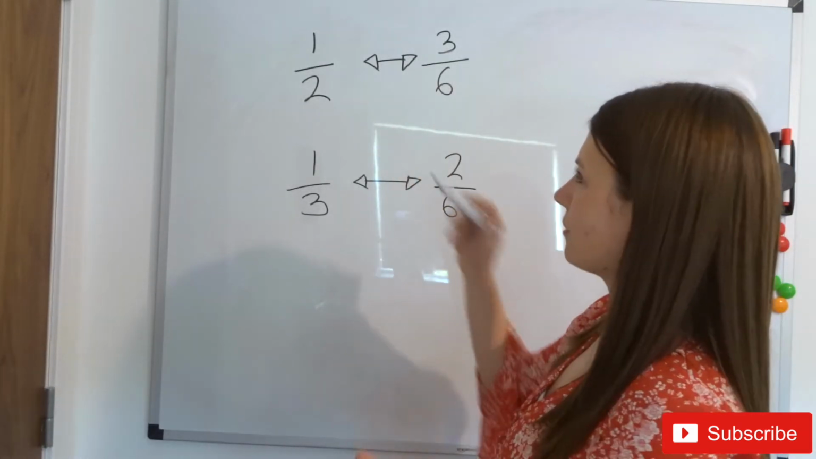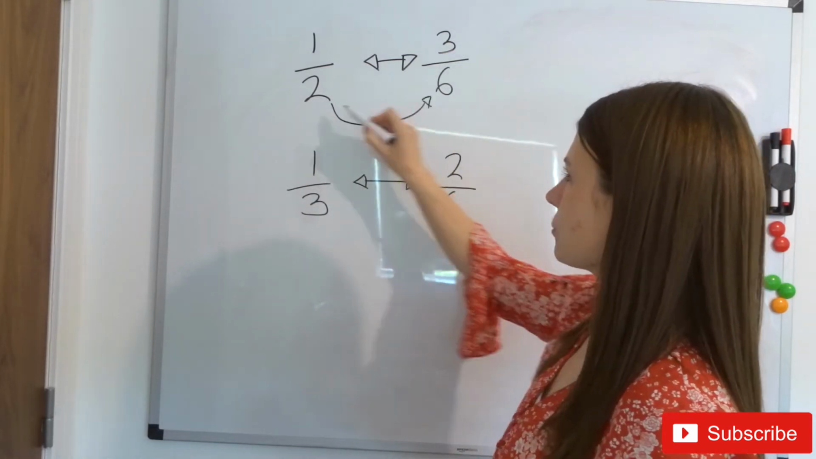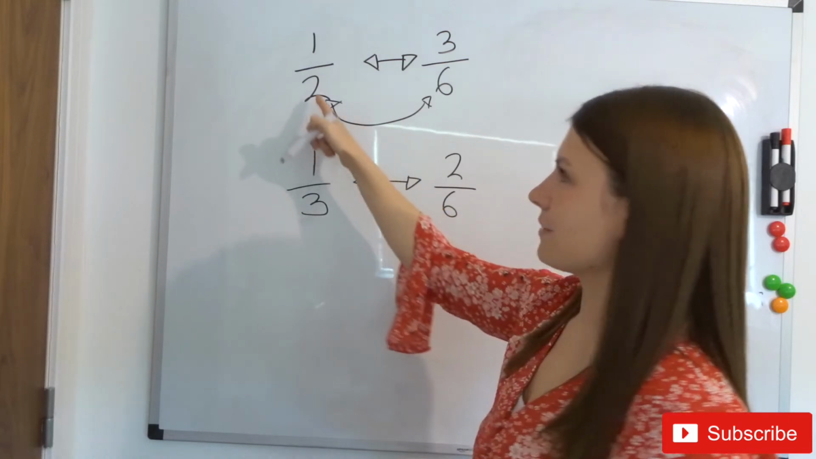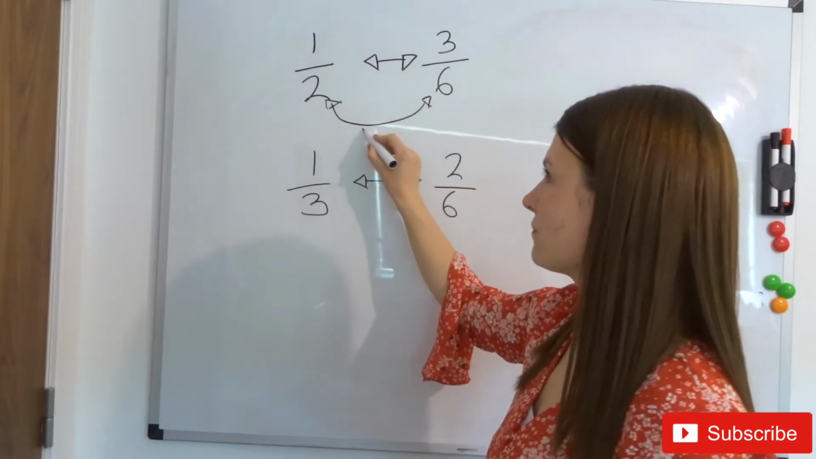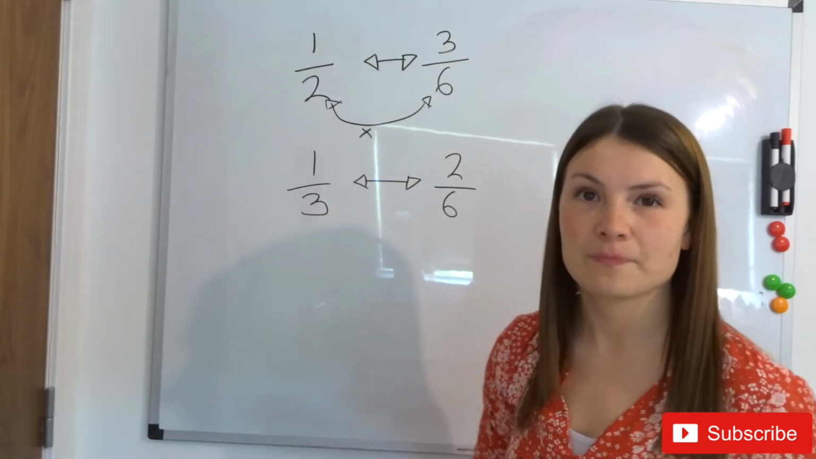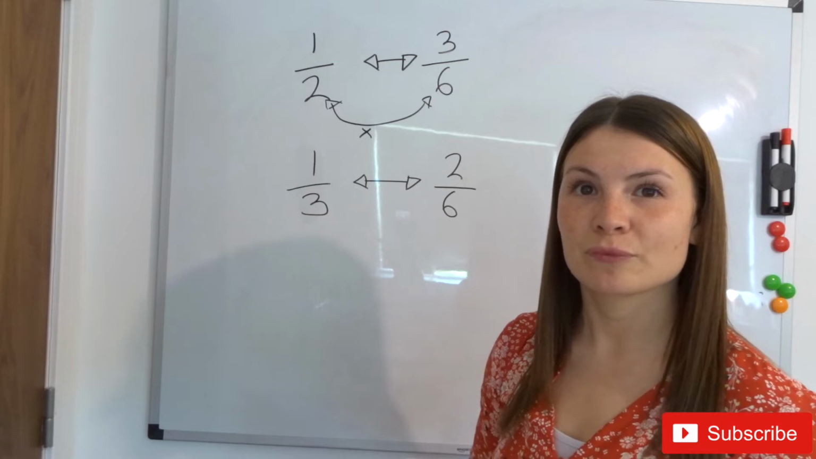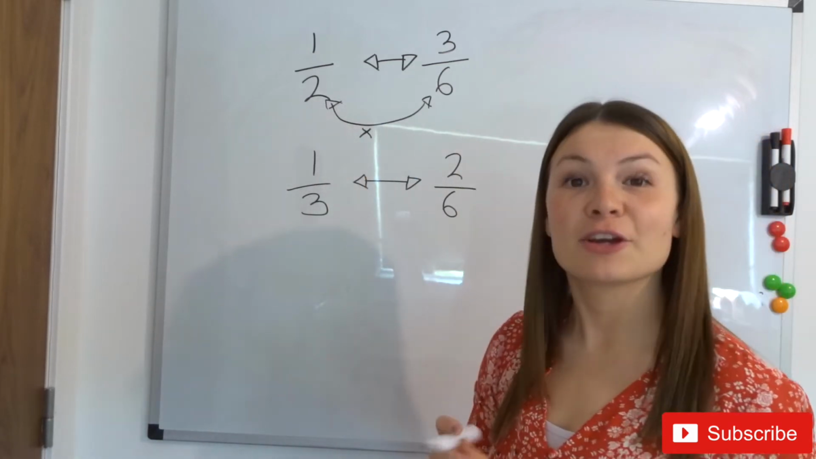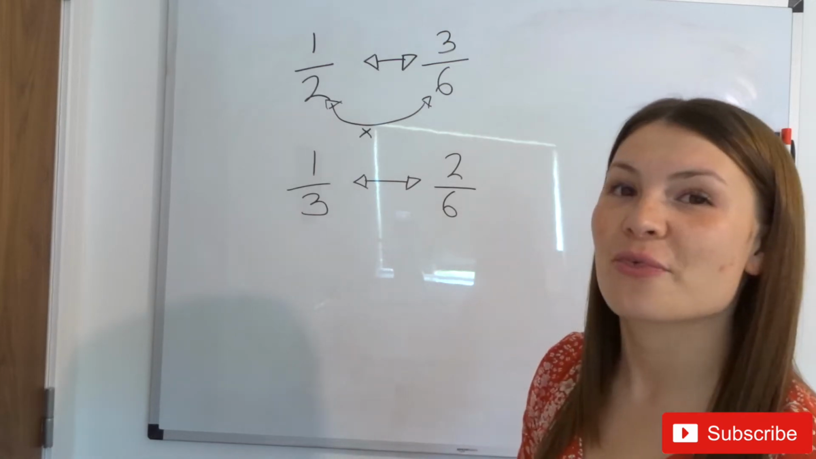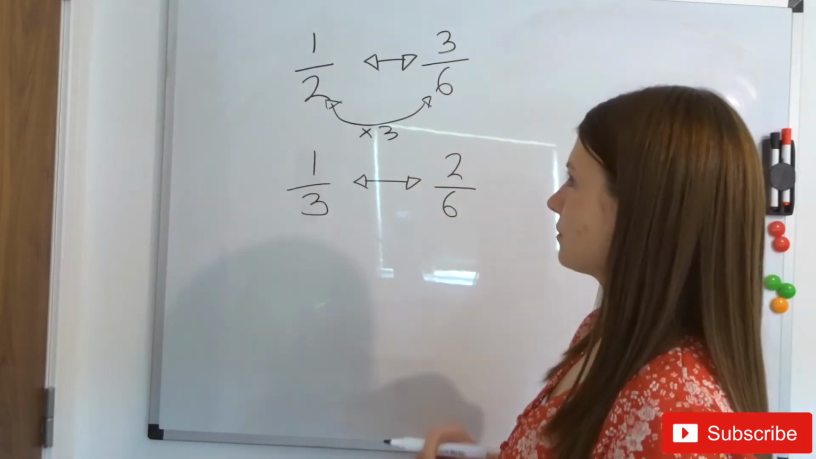What have we done to the denominator? What have we done to the denominator to get it from 2 to 6? I'll give you a hint, we've times it by something. What have we times it by? What have we multiplied 2 by to get 6? Good, we've multiplied it by 3. Well done if you got that. So 2 times 3 equals 6.